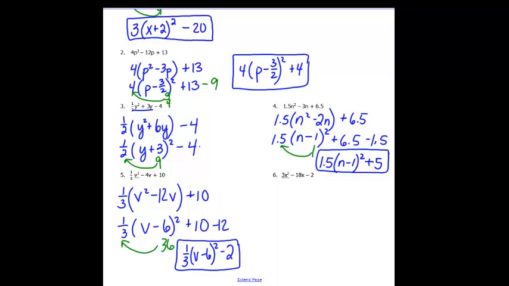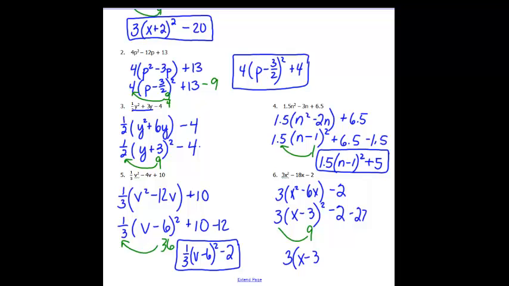The last one, hooray! This one's actually a little easier. We're going to factor out a 3. I get x squared minus 6x, and then my minus 2. Finally, take half of that middle term and square it. If I square it, I get 9. 9 times 3, 27, so I have to subtract 27. 3 times x minus 3 quantity squared minus 29.